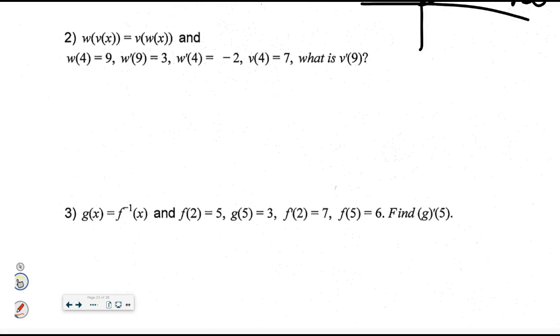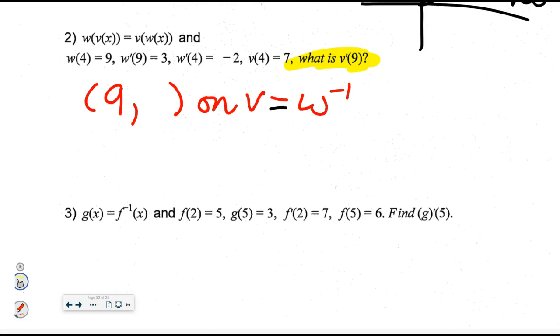And I would write on this and on that. So again, I'm going to have you do this on your own, but I would go like this. 9 comma something has to be on V if I'm trying to find the slope there. But V is W inverse. You're just going to walk your way through it without knowing what the graphs look like, but you're hopping on, finding the slope at one point, and then at its corresponding point, we have a reciprocal slope.